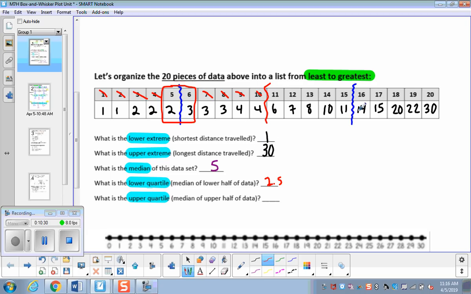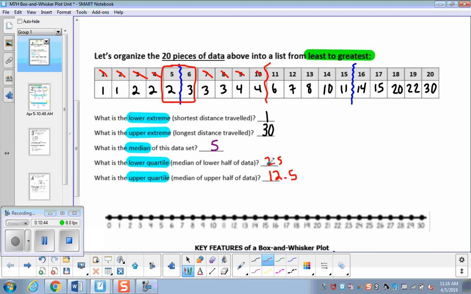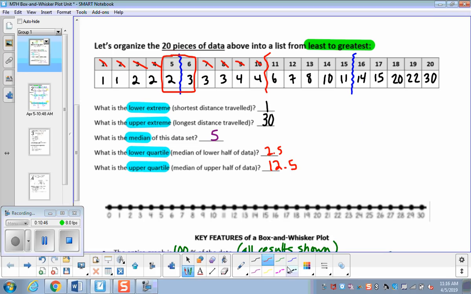All right, now same thing over here. When we get to the center, it's going to be the 11 plus 14, which is 25, and then cut that in half, and we get that the upper quartile is going to be a 12.5. All right, so now we have the 5 numbers that we need to create the box and whisker plot.